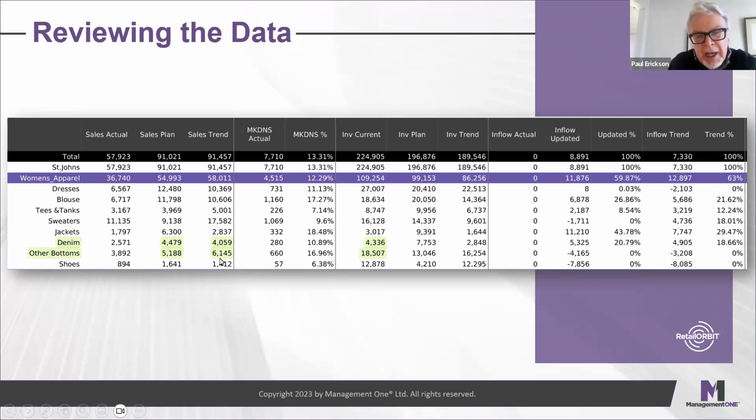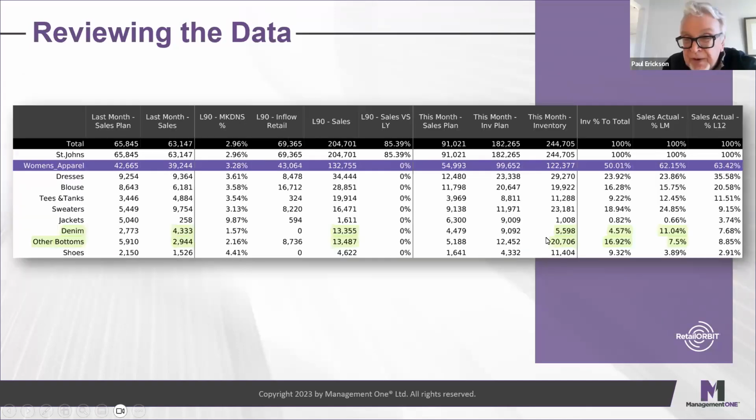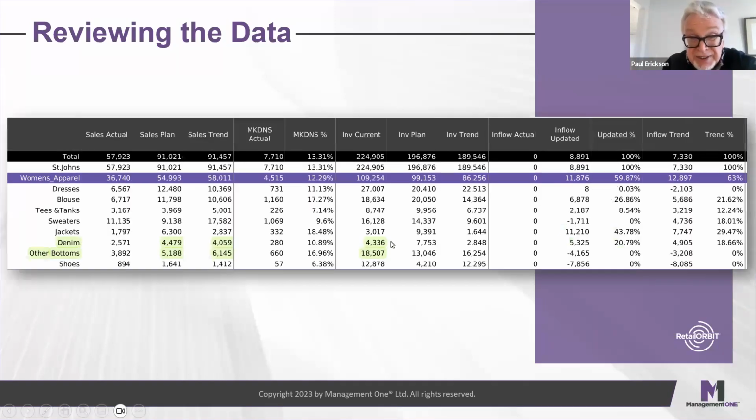So it appeared that last month was that kind of outlier anomaly. We didn't have a pretty good month in pants, but we're making up for it now. Denim, though, the plan is 4479. But the denim, which was doing so well last month, is tracking under target. Why would that be? Let's go to inventory. Remember with the inventory, let me go back. I'm going to go back 2 slides. Remember the inventory in denim was 55.98 at the end of the month, right here, which we thought, oh my God, that's really low. It's down to 43.36 as of last night.